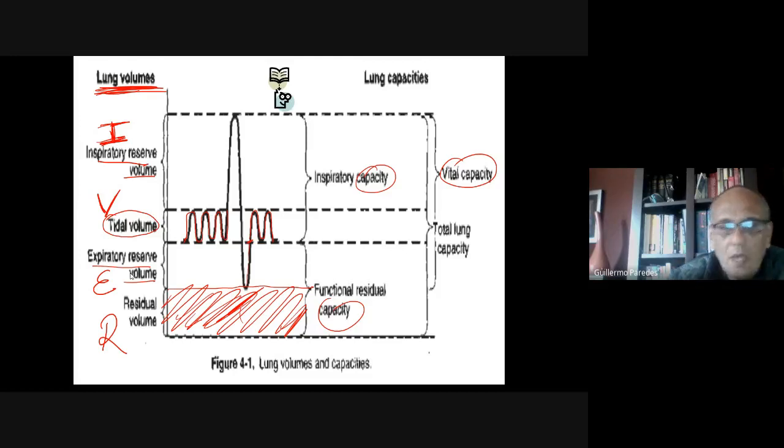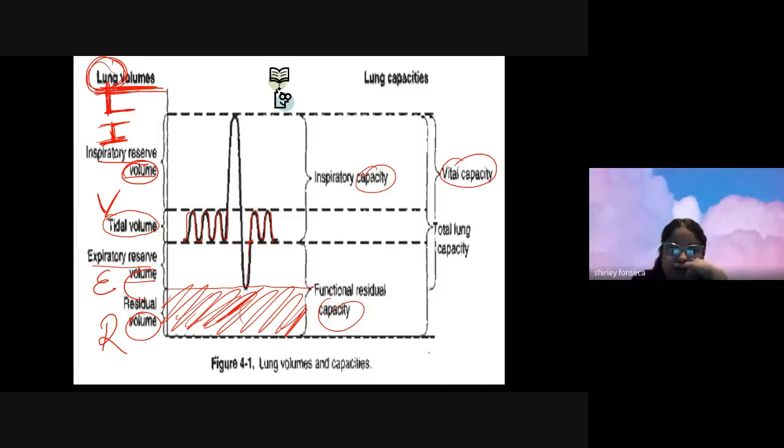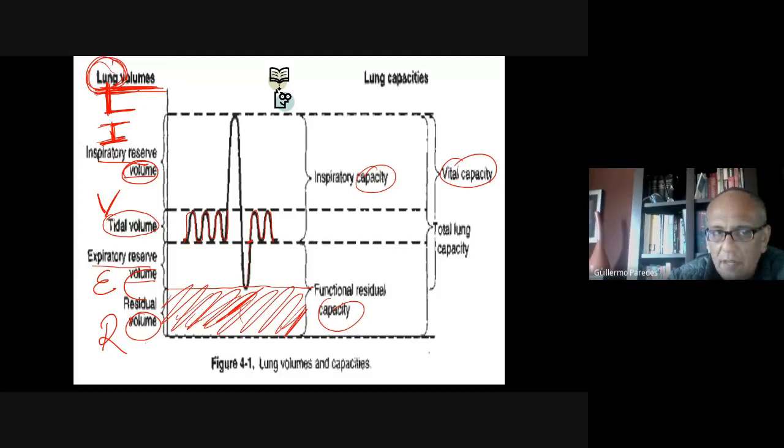Okay, so those are the 4 volumes. Everything ends in volume, and you need to know the definitions. How to remember that? Who can tell me? Lung volume. It spells liver. Excellent. Lung volume is the inspiratory reserve volume, tidal volume, expiratory reserve volume, and residual volume. Liver. You okay with that?